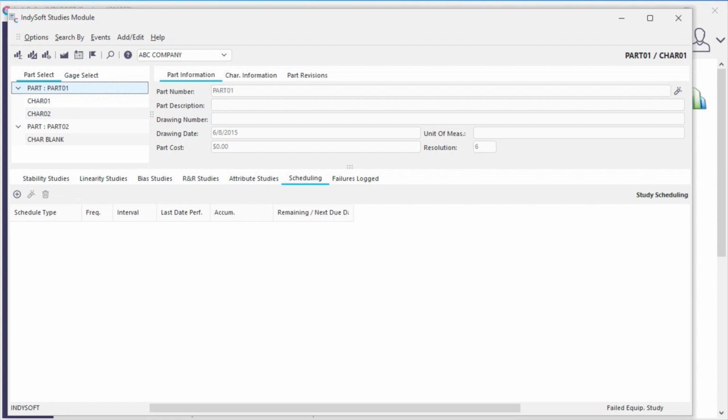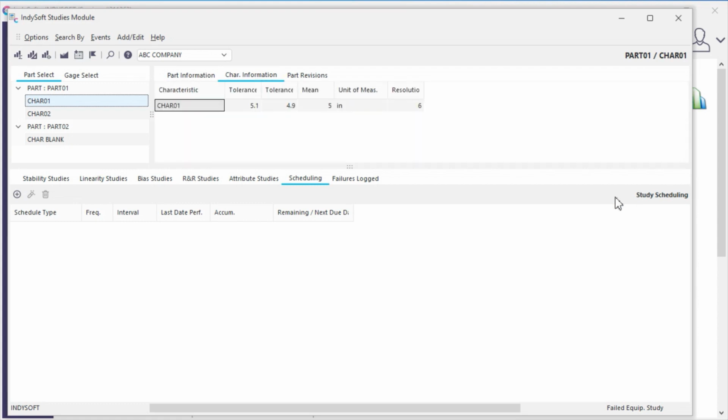This Studies module is for measurement systems on production lines. It is not intended for Cal Labs in any way, shape, or form. You can see this to begin with in the part selection, which is manufactured parts. If you're not manufacturing parts, the Studies module is probably not for you. We've got information about parts and characteristics, and all of this is used automatically by the Studies module.